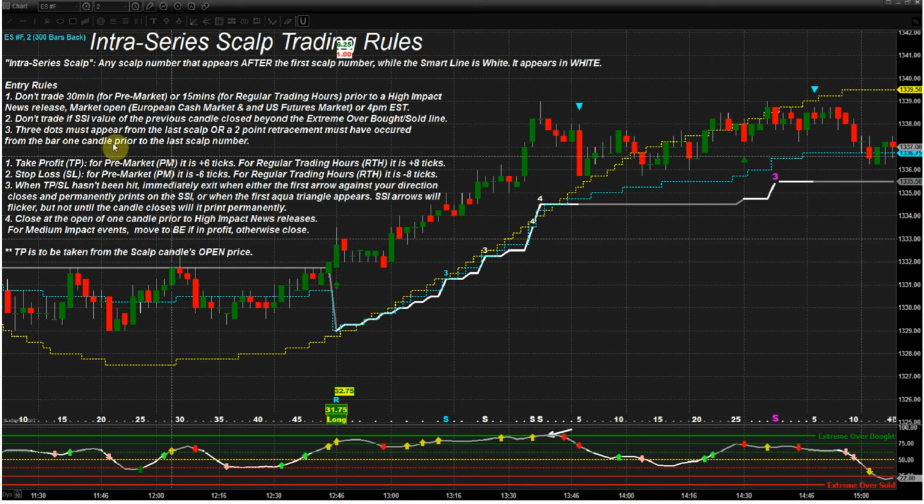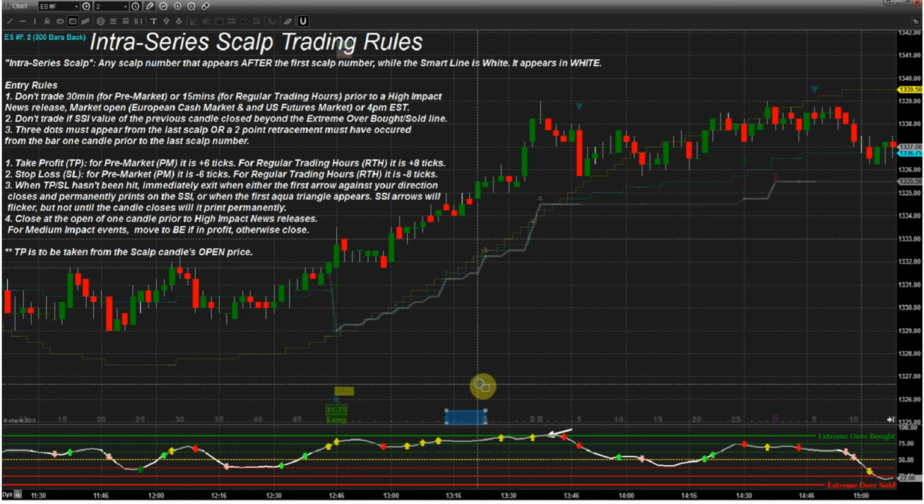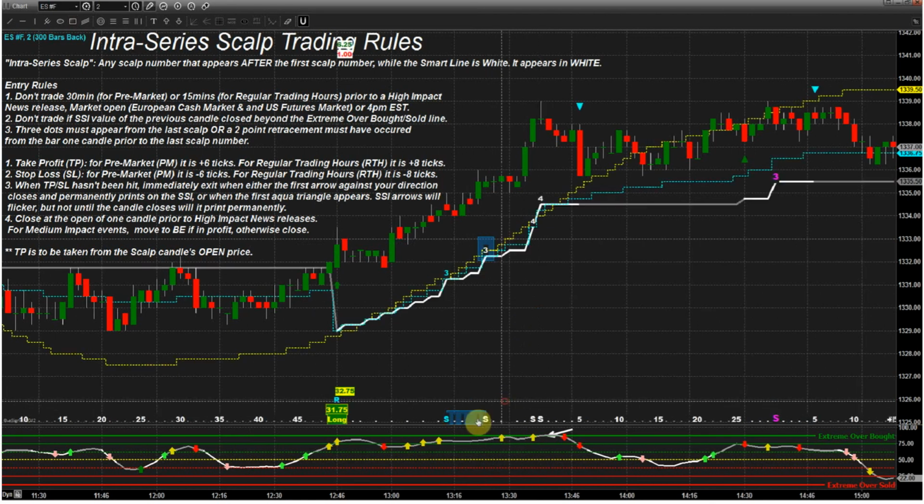Lastly, for knowing what an Intra-Series looks like, it's a white scalp, of course, but to define which Intra-Series scalps are safer than others, you have one of two rules. It's one or the other. Either 3 dots must appear from the last scalp number, which looks like this. 1, 2, 3 dots. This Intra-Series scalp was valid because 3 dots appeared down here from the previous scalp number.